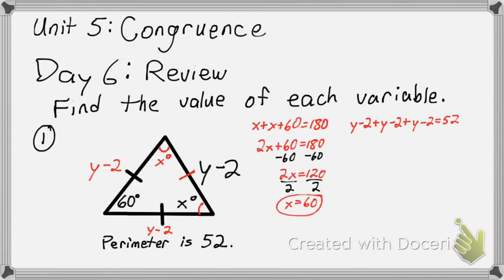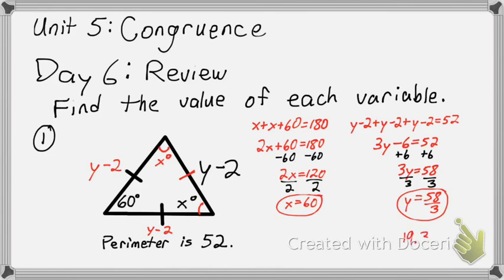Now I'll combine like terms. That y plus y plus y would be 3y, and negative 2 plus negative 2 plus negative 2 would be minus 6. I'll add 6 to both sides. So 3y will equal 58, and I'll divide by 3. So y will equal 58 thirds. And that actually is reduced, and that's a good answer right there as an improper fraction. Other ways you could have that written is 19.3 repeating, or you could have it written as 19 1/3 if you'd rather do it as a mixed number. But these are my two final answers for this problem.